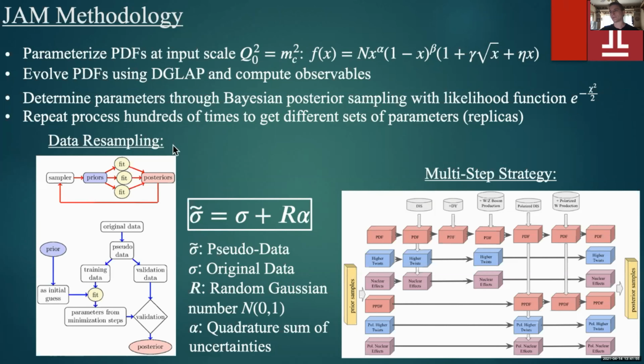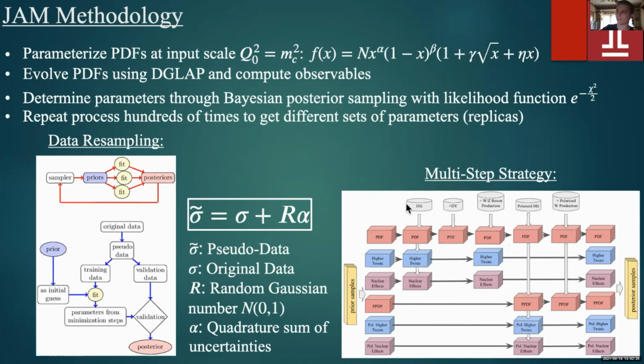A few tricks that are done in the JAM collaboration include data resampling, which is where we generate pseudo data from the actual data by adding some random Gaussian noise that is weighted by the quadrature sum of the uncertainties to achieve more robust uncertainty quantification. And to help with the computational challenge, we use a multi-step strategy.